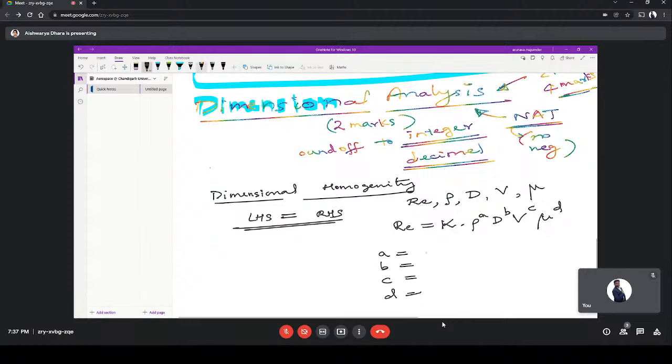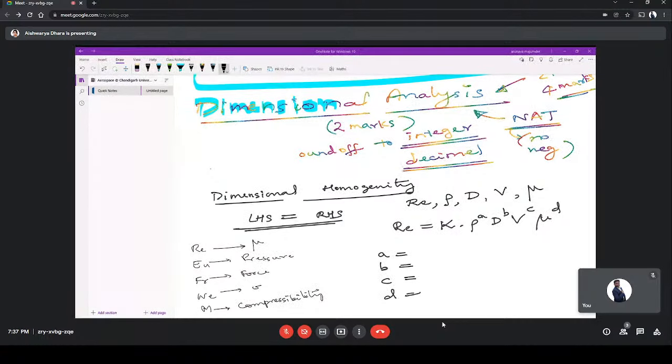So questions can come on these laws: Reynolds law, Euler's law, Froude law, Weber's law, and Mach law. Mach law deals with the compressibility. Weber's law is relevant to surface tension. Here we have gravity forces. Euler law deals with the pressure, and Reynolds law deals with the viscosity.